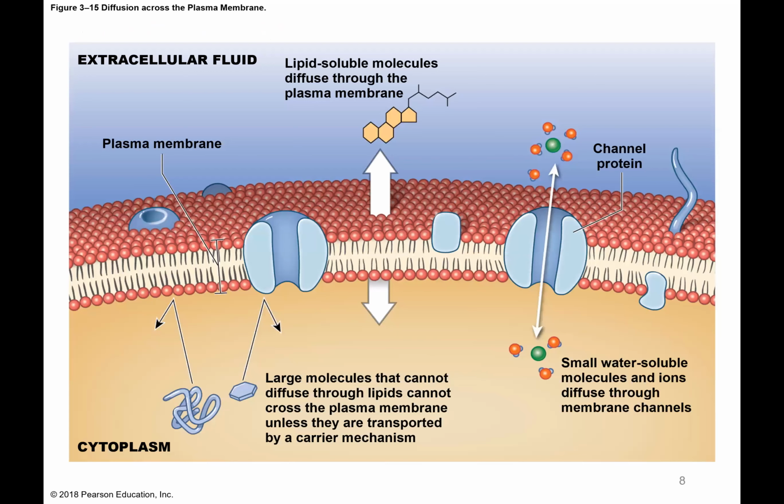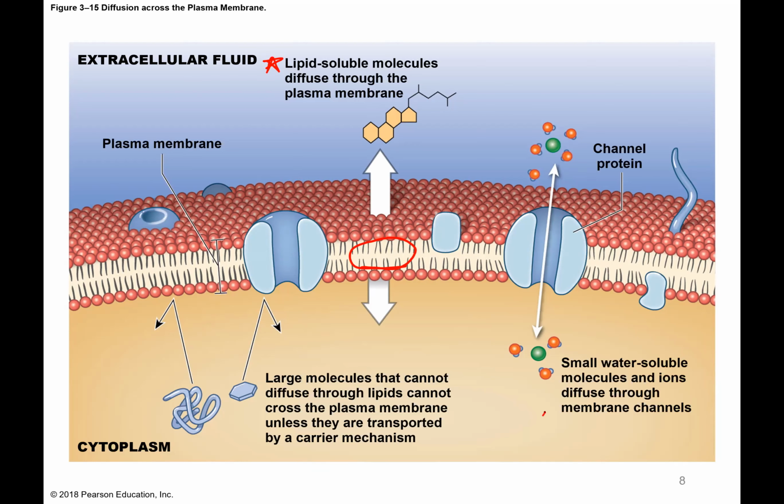So here we're looking at an illustration that shows some of the substances that are able to move through a membrane. Notice right here, lipid soluble molecules are able to diffuse through the membrane because the core of the plasma membrane is a lipid. If it's water soluble, it cannot pass freely through because the water can't pass through that lipid center of the plasma membrane.